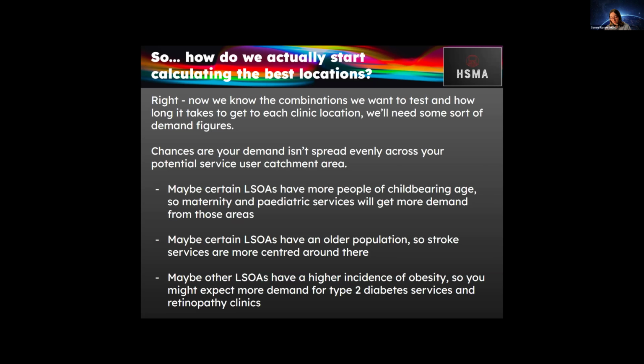So if you're working at trust level, you might need to reach out to colleagues in other organisations to be able to get the best projections for the future. Some of it may also be available just online from the government type websites. But, you know, you can provide both.